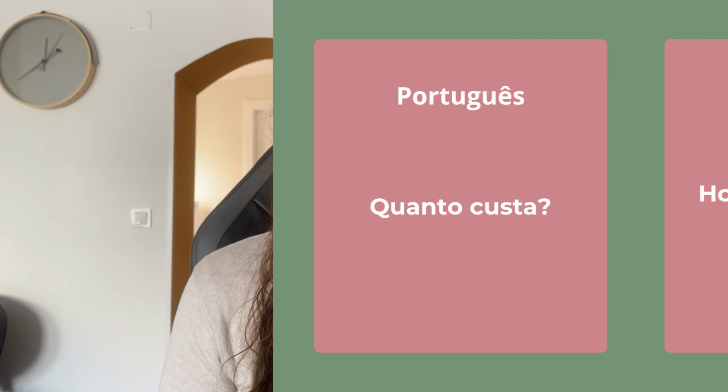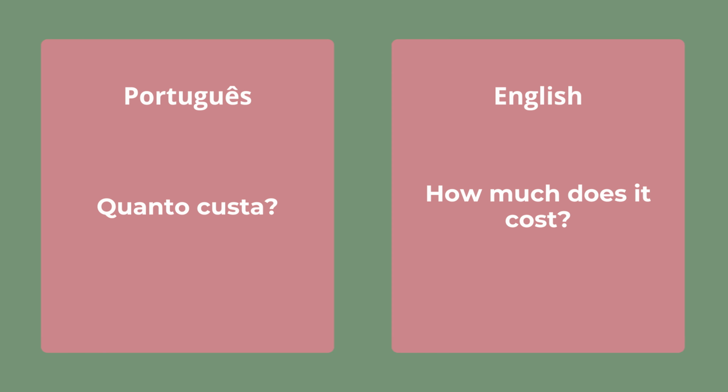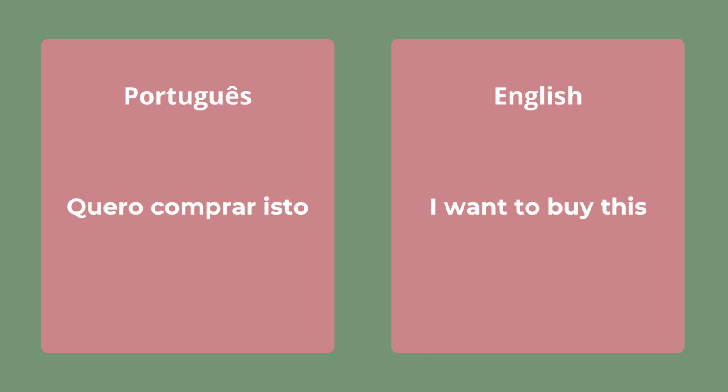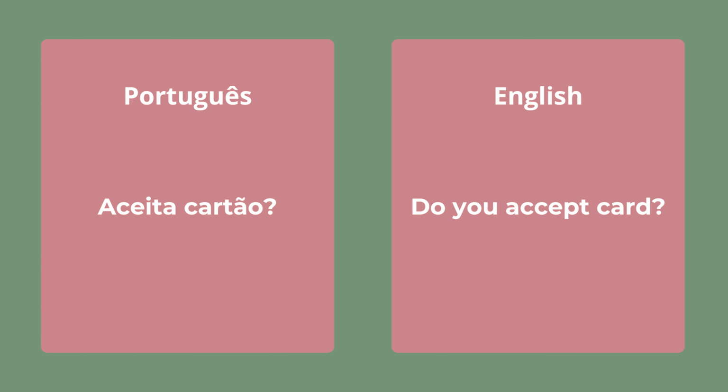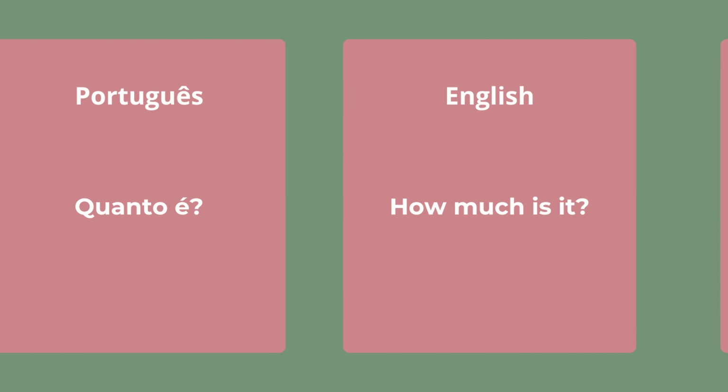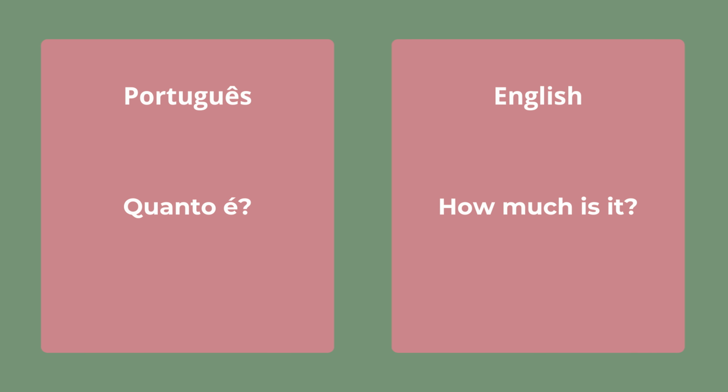Now that you've got your numbers down, let's talk about using them with money. Because whether you're buying a pastel de nata at a cafe or a souvenir at a market, knowing how to talk about money is key. Here are some phrases you'll definitely need. Quanto custa means how much does it cost? Quero comprar isto means I want to buy this. If you're asking if they accept credit cards, you can say aceita cartão. And when it's time to pay, quanto é means how much is it?